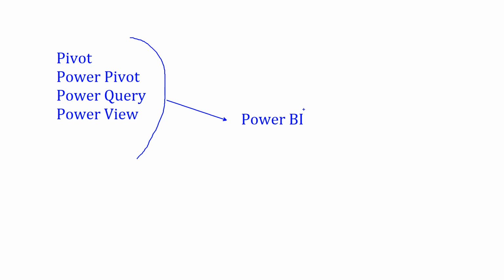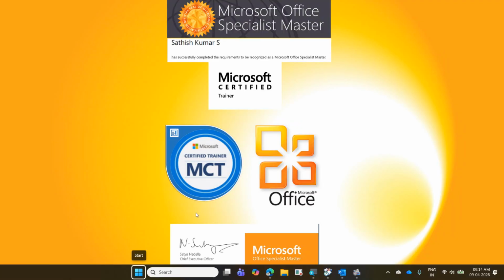Two types of Power BI are available. One is Power BI Desktop. Second one is Power BI Services. Yesterday we used the Power BI Desktop, and one advantage in Power BI is every month literally we'll have an update. So the latest update is March 2026. That's the latest update. So let me open this Microsoft Power BI Desktop.